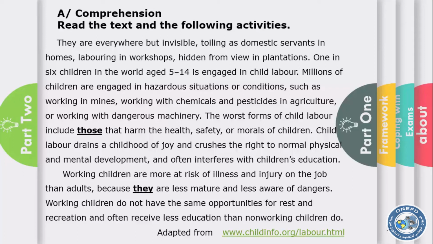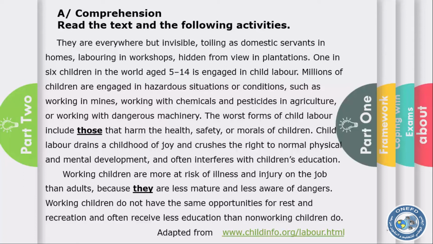They are everywhere, but invisible, toiling as domestic servants in homes, laboring in workshops, hidden from view in plantations. 1 in 6 children in the world aged 5 to 14 is engaged in child labor. So far, have you guessed the topic of the text? No? Millions of children are engaged in hazardous situations or conditions, such as working in mines, working with chemicals and pesticides in agriculture, or working with dangerous machinery. The worst forms of child labor include those that harm the health, safety, or morals of children.